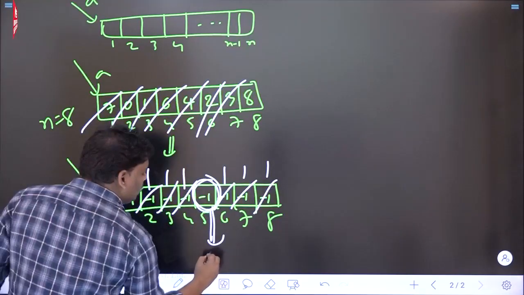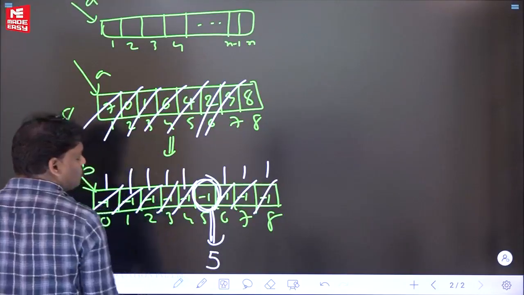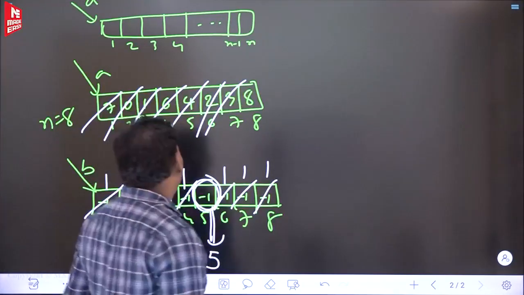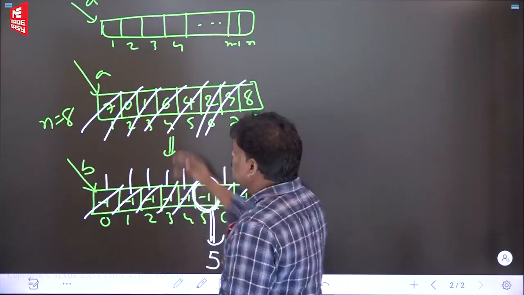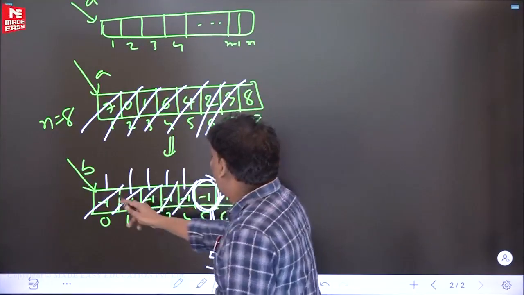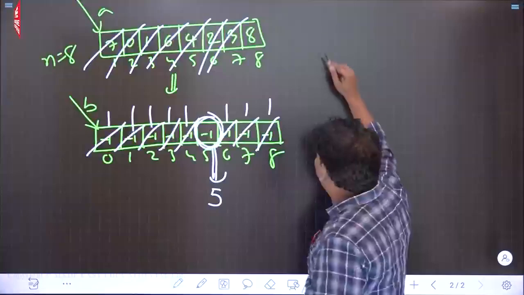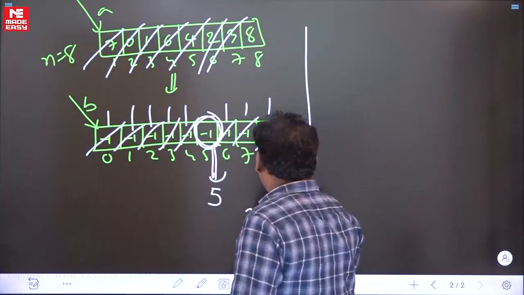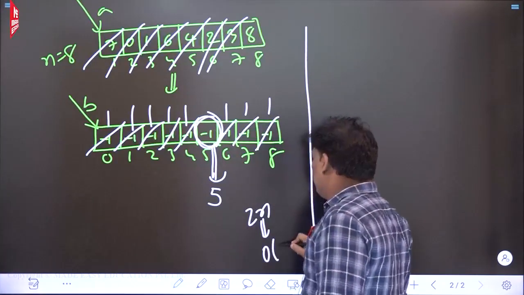So what is the answer? Minus 1 means he did not come even one time, so the answer is 5. Now, what is the time? Scanning will take n time, one more scanning is one more n, totally 2n time. Time complexity is big O of n.